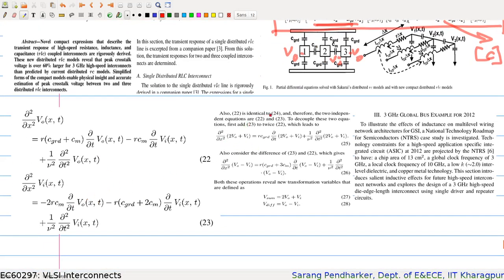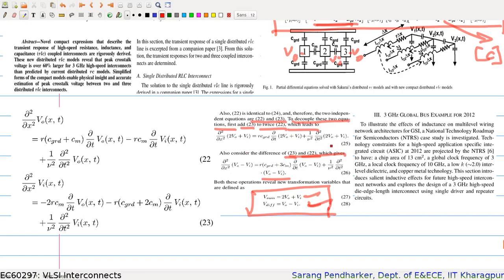And you can see that they again do some arrangement. So equation 22 is identical to 24, and therefore two independent equations are 22 and 23. To decouple these equations, first add 23 to twice 22, which leads to this equation. Also consider the difference of 23 and 22, which gives you this equation. So you have two different voltages now defined, V sum and V difference, like this, and then they become decoupled, and basically they solve this decoupled case.